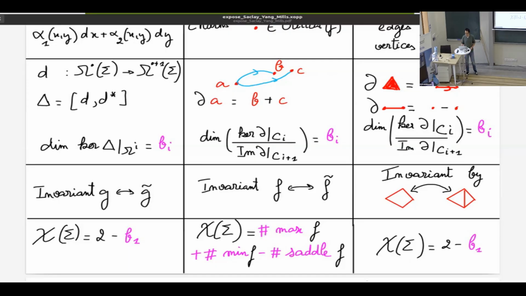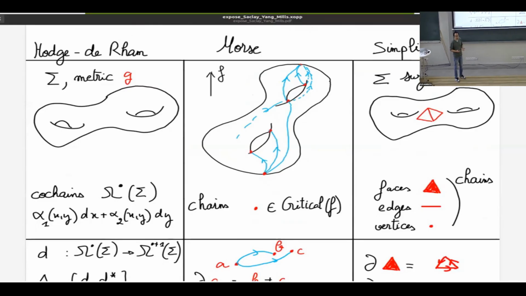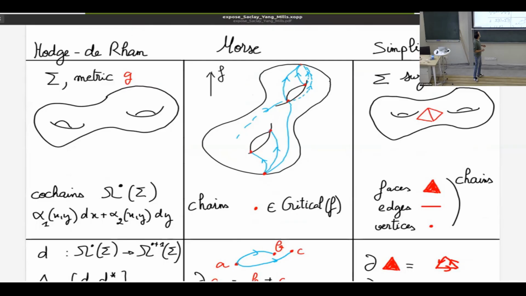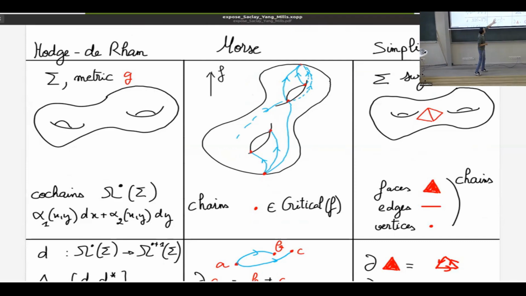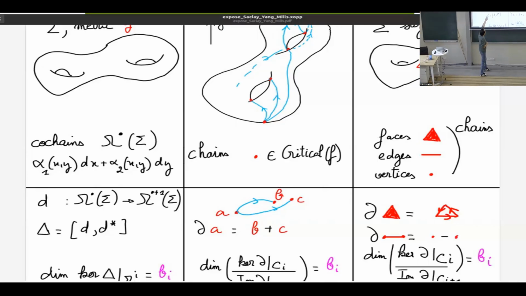And there is also a third way to compute the same invariant of the surface, which is to use differential forms. So I'm an analyst. I like calculus. And so now the objects, your chains, instead of being critical points or triangles, edges, vertices, are going to be certain differential forms. So we work in infinite dimension, which is a huge difference compared to the two other cases. The object that plays the role of the boundary operator will be the de Rham differential acting on differential forms.